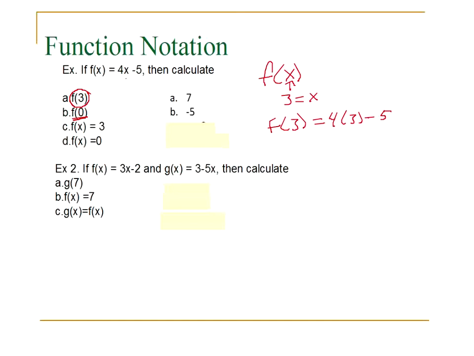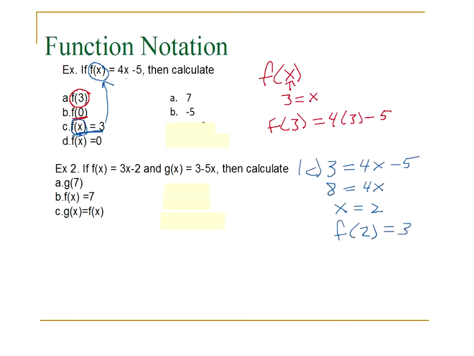In question C, we have the opposite question. Here I don't know what the x is, but I know y, f of x, equals 3. So in question C, I'll end up solving this by writing 3 equals 4x minus 5. Wherever I see an f of x, we're going to replace that with the 3. That's what this says right here, f of x equals 3. So I'm going to add 5 to both sides and get 8 equals 4x. I'm going to divide both sides by 4 to get x equals 2. So I could write the answer f of 2 equals 3.